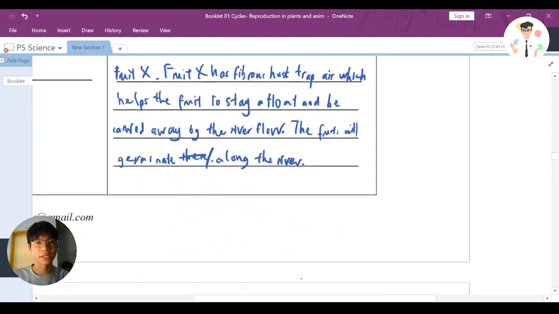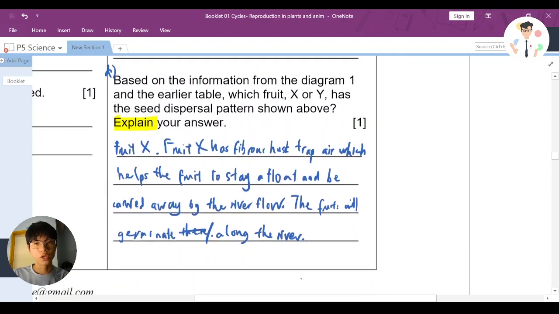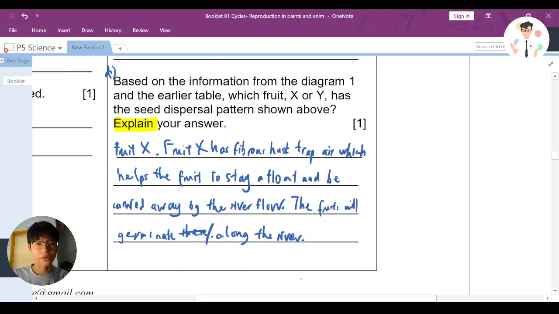And that is basically the whole part of the question. Again, it's very important for you to know the characteristics of each fruit or seed with their method of dispersal, so you are able to explain the function and how all these things work. That's all for this question.